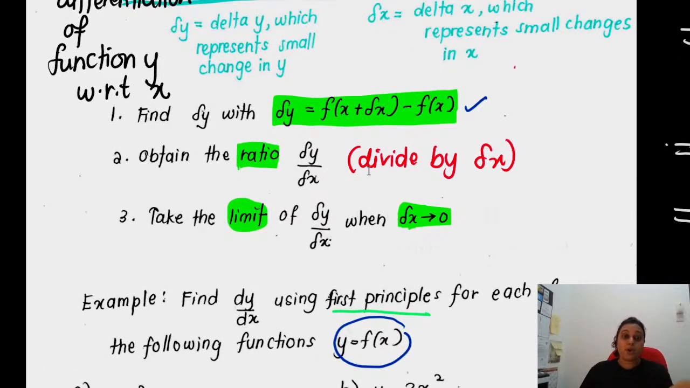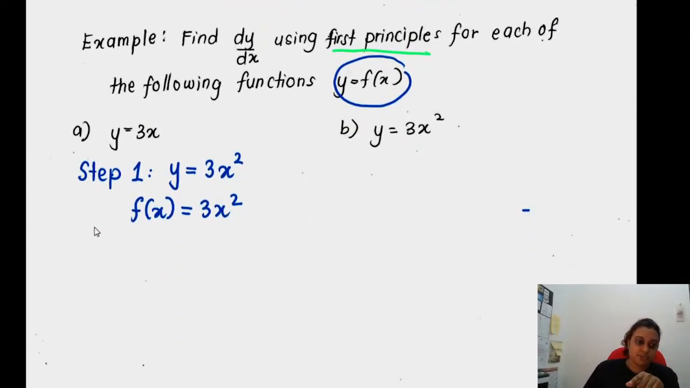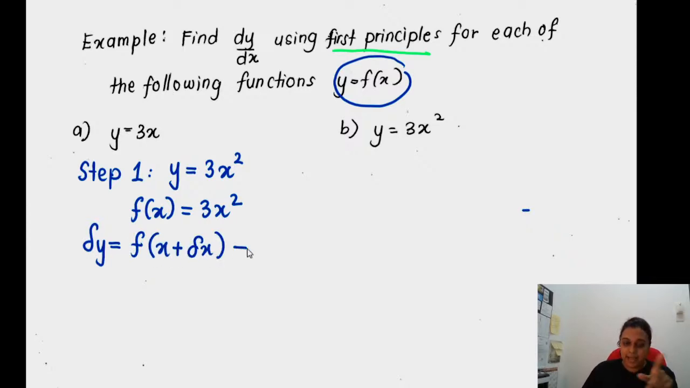Step 1, copy this entire delta y formula. So I'm just going to copy delta y equals f(x plus delta x) minus f(x). Keep this in your memory, make sure you remember. Then from here what you must do is substitute the entire x plus delta x into the x.